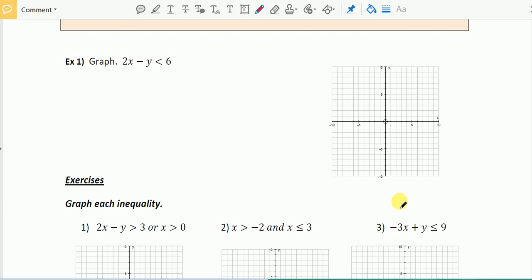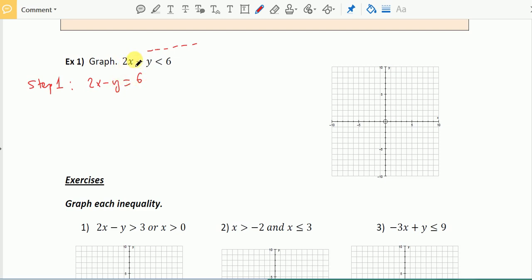So let's look at this inequality. I know that this does not include the equal sign, so the line must be a dashed line, right? So step 1, I rewrite this inequality with the equal sign. So the inequality becomes an equal sign: 2x - y = 6. And now I can just graph this equation. This is easy. I can pick 2 points and then plot them.